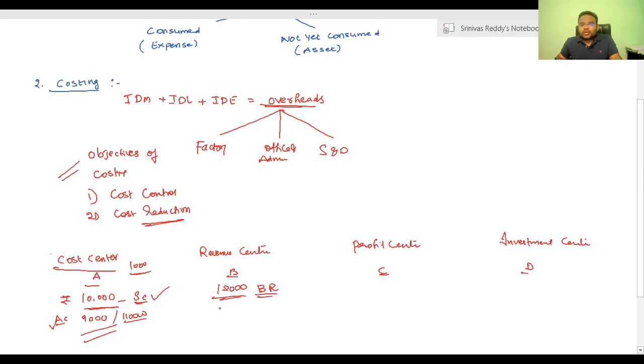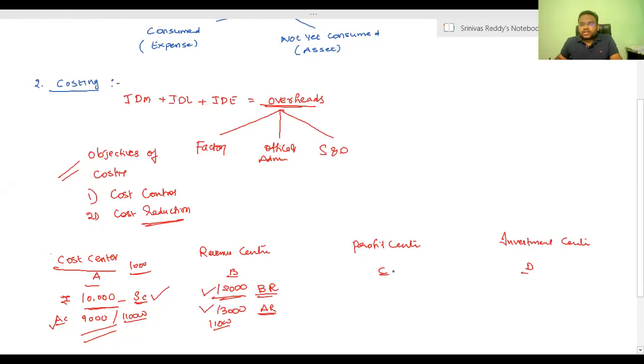Now let us assume B has sold for 13,000. This 13,000 we call as what? Actual revenue. That means I gave him a target of 12,000, but he has sold for 13,000, he is doing a little good. Or if he sells at 11,000, that means he is not doing good. So I will evaluate his responsibility.